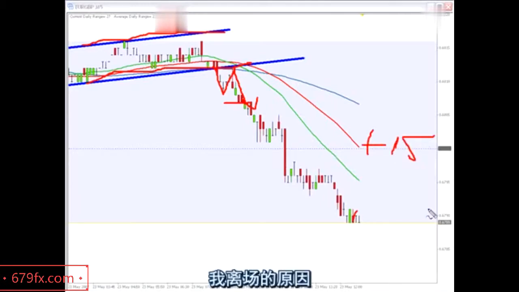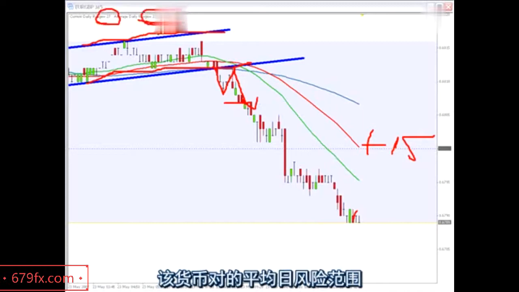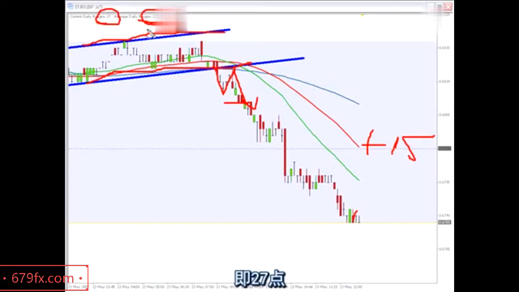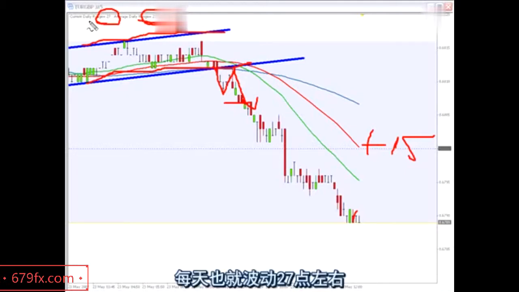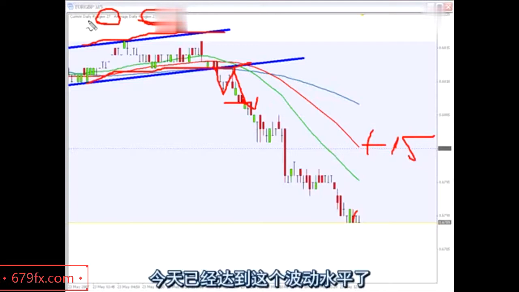The reason why I've closed it is because we have already hit the average daily range for this currency pair, which is 27 pips. Remember that this is the Euro GBP. It's the slowest, basically, of all currency pairs across the board. It moves an average of 27 pips per day, which is very tight. It has very tight ranges. We've already hit that level.